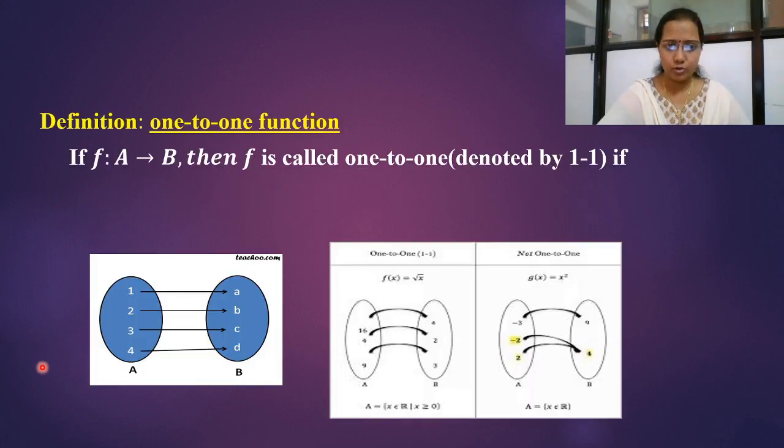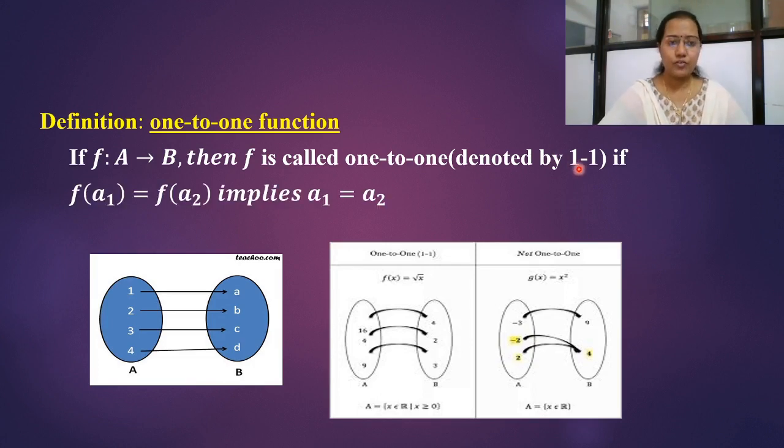If f is a function from A to B, then f is called one-to-one, denoted by 1-1, if f of a1 is equal to f of a2 implies a1 is equal to a2. That is, if the two images are the same, then definitely the elements from the domain will be the same.